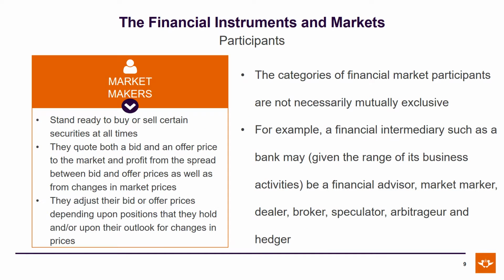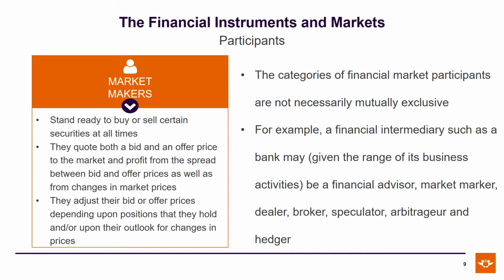Now, the last type of market participant we'll look at today is a market maker. A market maker stands ready to buy or sell certain securities at all times. So they quote both a bid and an offer price. The bid price is the price at which they are willing to buy an asset, and the offer price is the price at which they are willing to sell the asset to the market. And the difference between the bid and offer price is referred to as the spread.